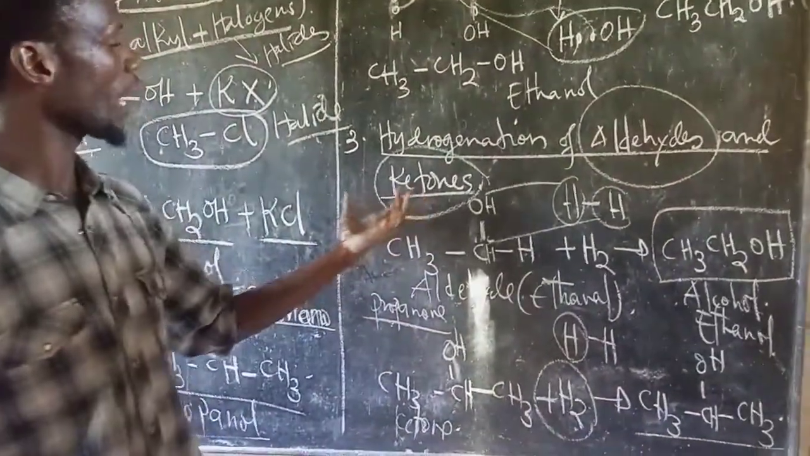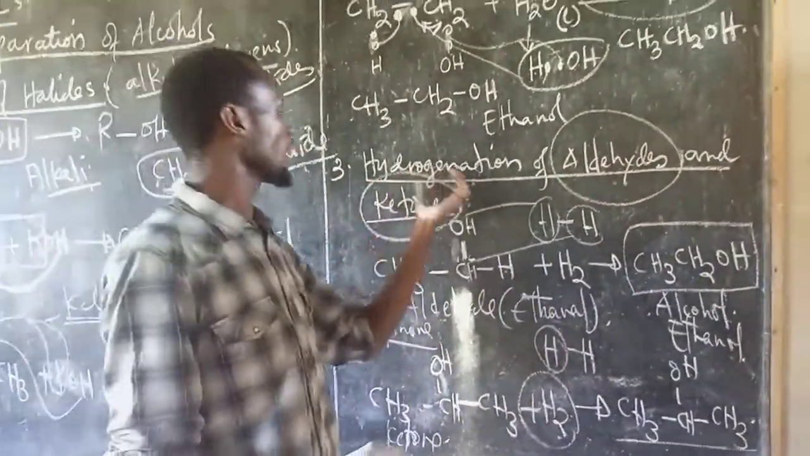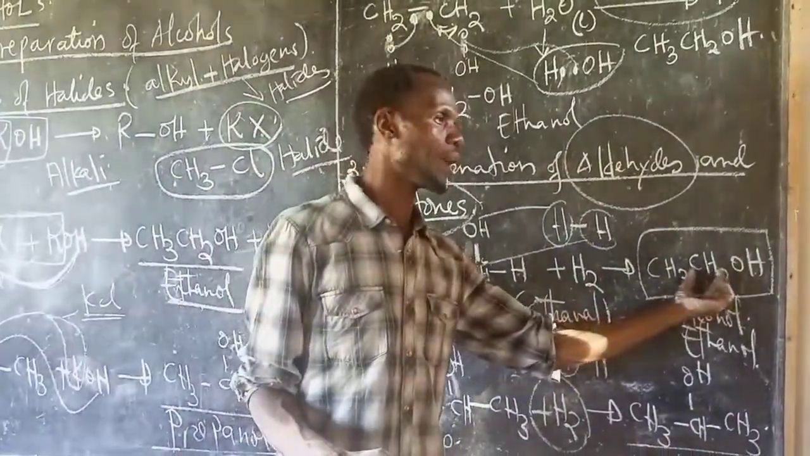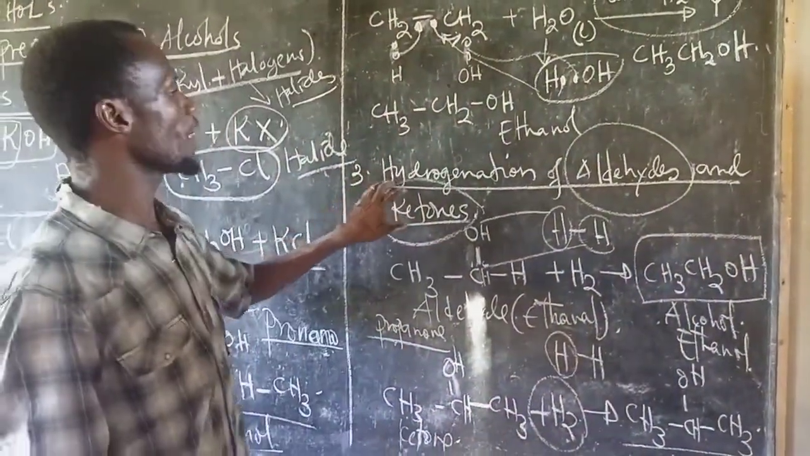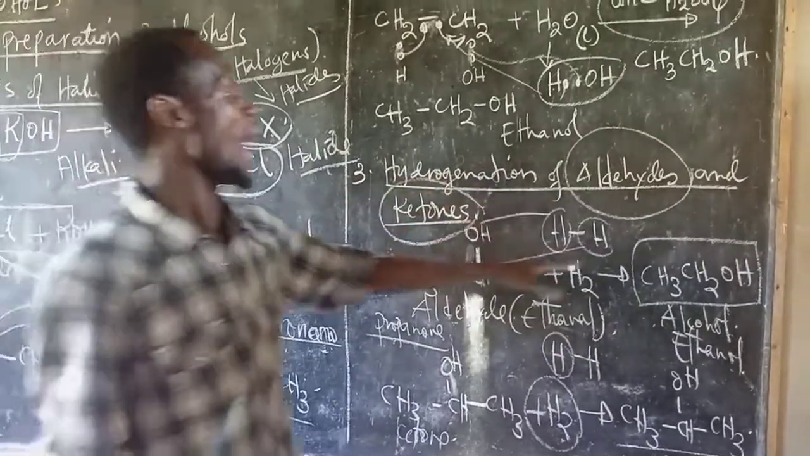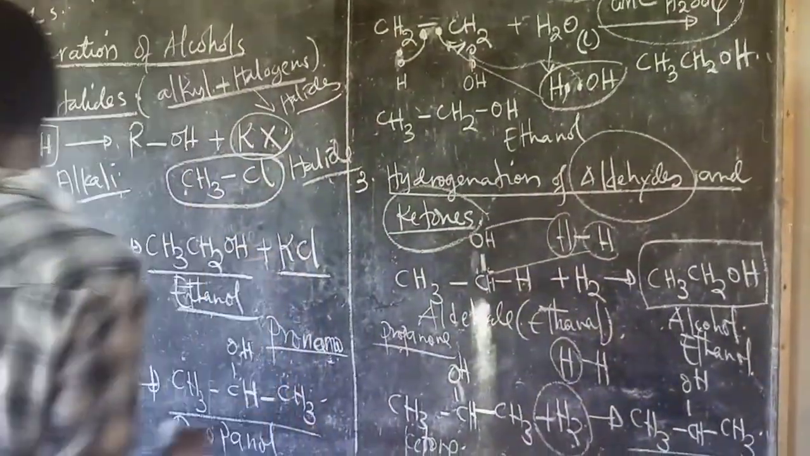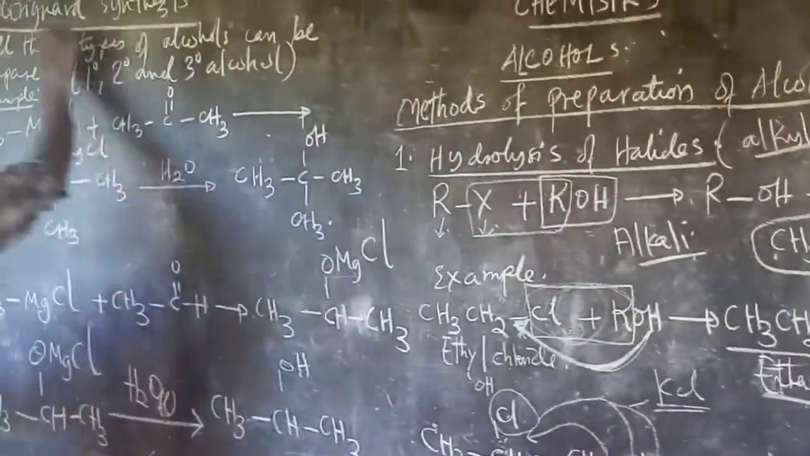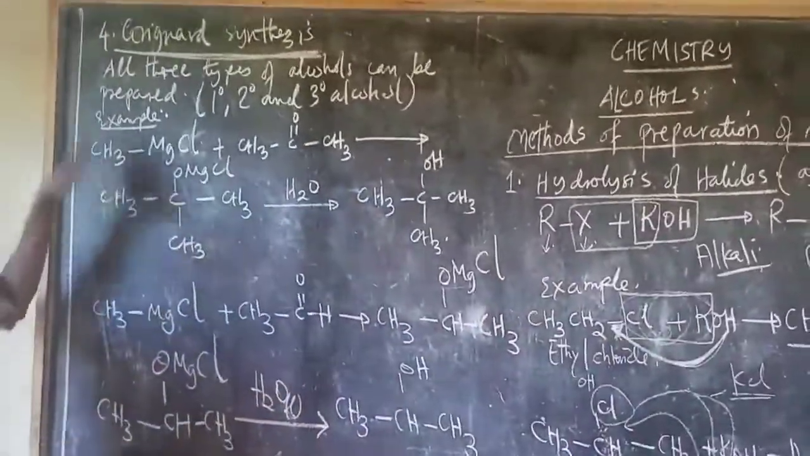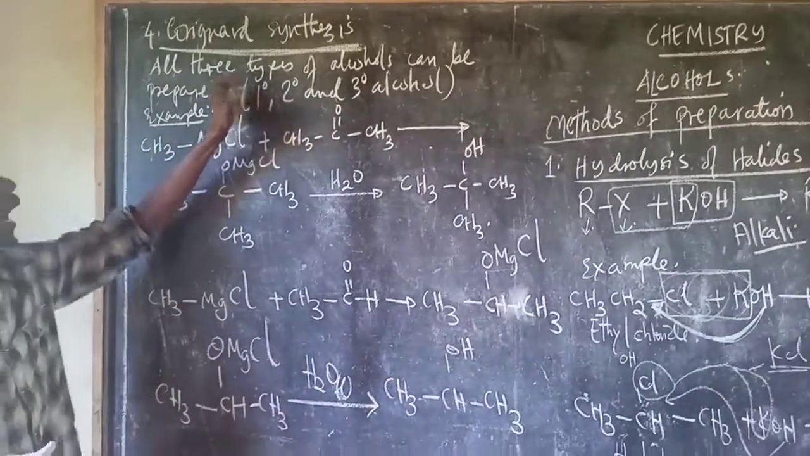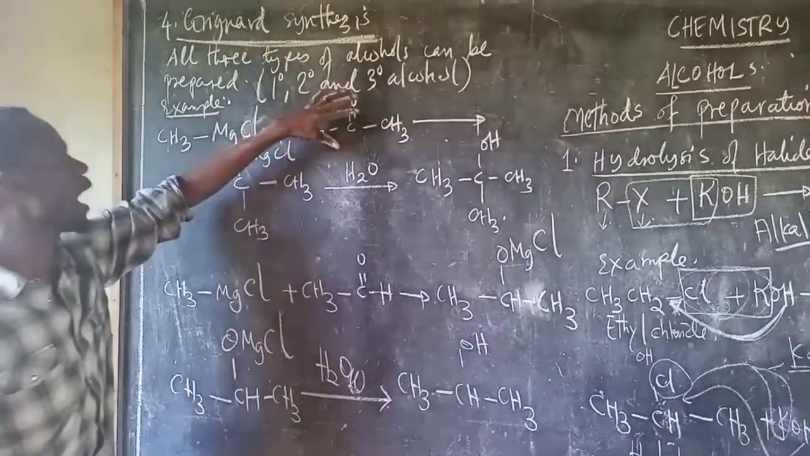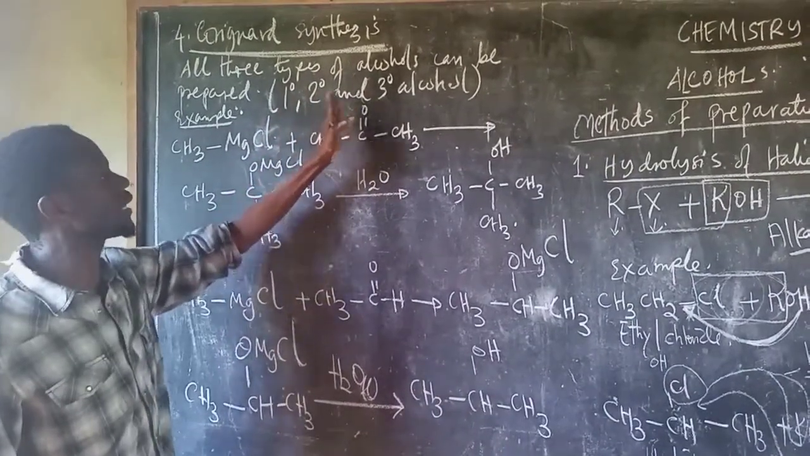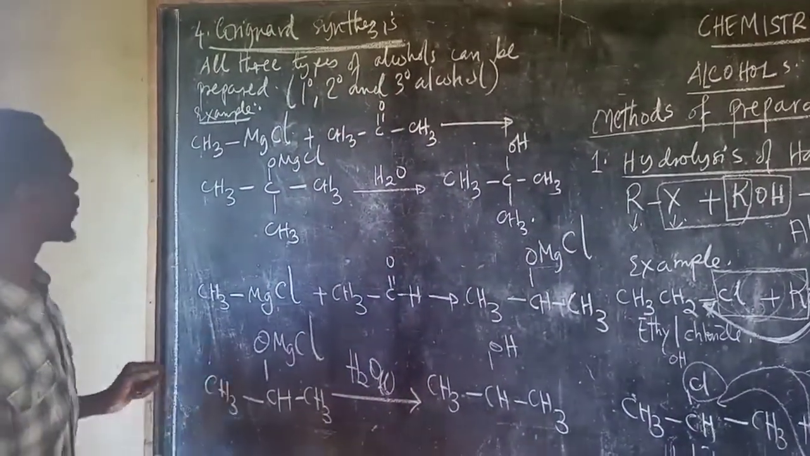And the primary alcohol can be formed by hydrogenating aldehydes. Now, this is the third method of how we can prepare alcohol. The first method on how we can prepare alcohol is Grignard synthesis. Grignard reagents can be used to prepare alcohol, and this can prepare all three types of alcohol. I mean, primary, secondary, and tertiary alcohol.